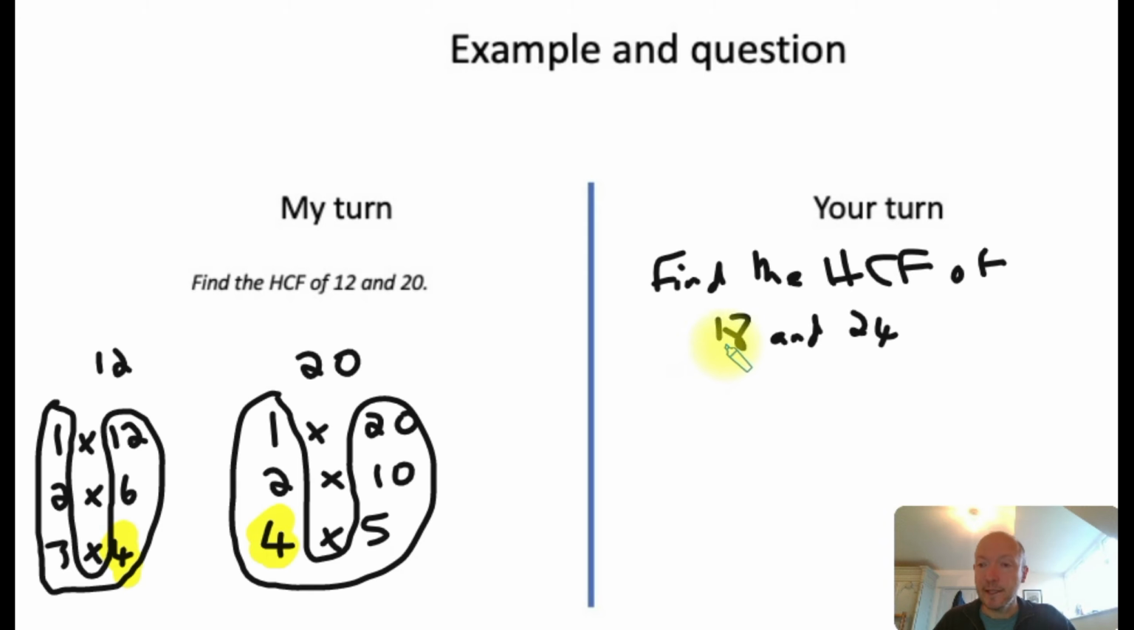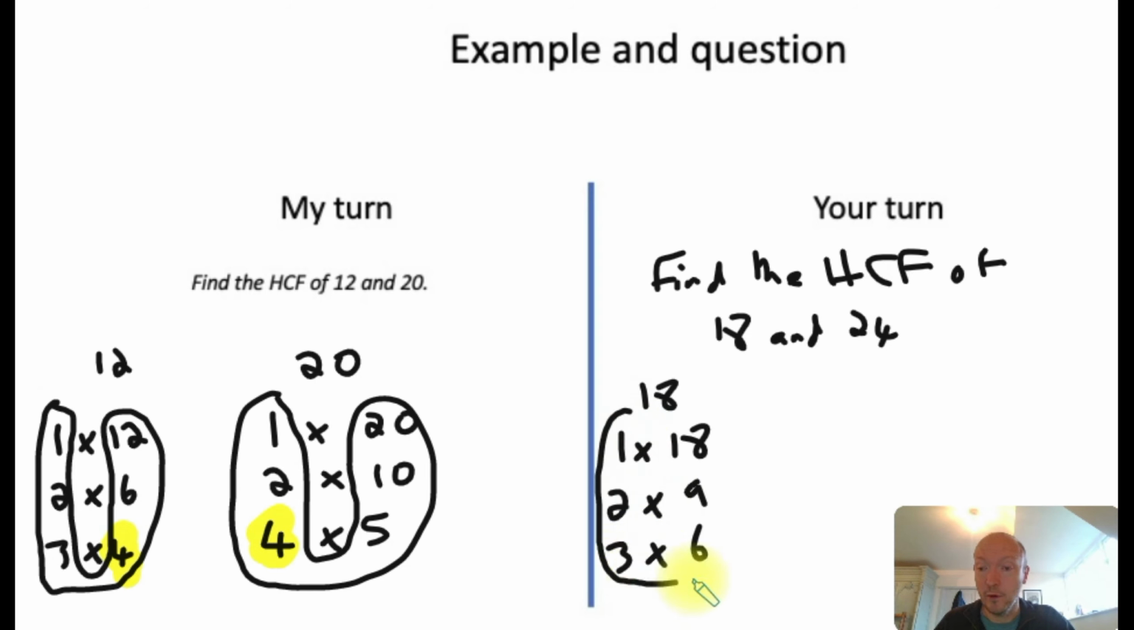Okay, so for factors of 18, we'd have 1 times 18. After 1 comes 2, so 2 times 9. After 2 comes 3, that would be 3 times 6. After 3 comes 4, but 18 doesn't divide by 4 to leave you with a whole number. 5, 18 doesn't divide by 5 to leave you with a whole number. 6, we would have 6 times 3, but that's the same as 3 times 6, so that means we've found all the factors of 18.